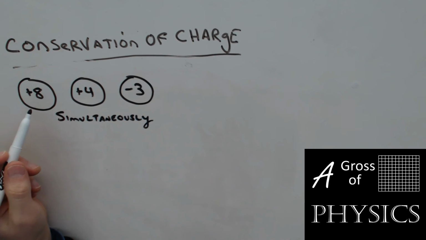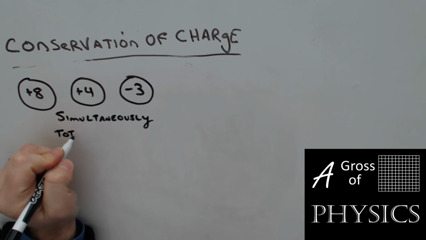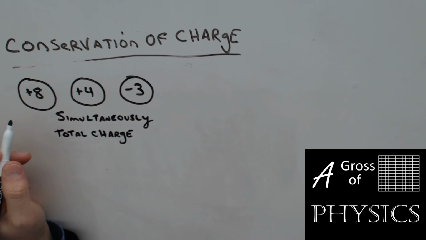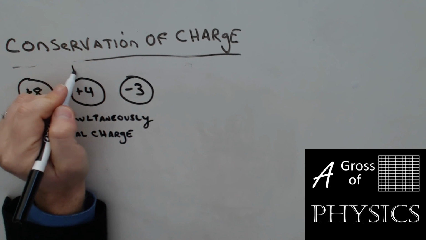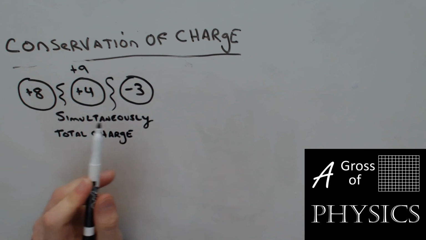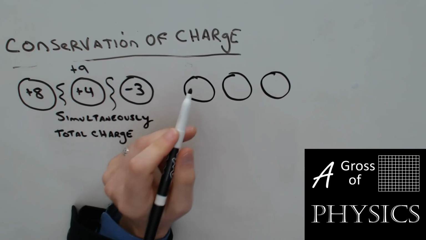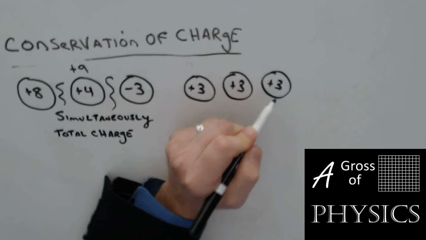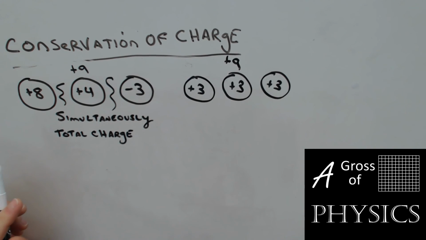Okay, in this situation, we have 3 spheres. We have a plus 8, a plus 4, and a minus 3. So the total charge is going to stay constant after we touch them. Plus 8 and plus 4 is plus 12, minus 3 is plus 9. So the total charge is plus 9. Now, since we have 3 objects and we're going to touch them simultaneously, when they separate, they're going to distribute the charge as evenly as possible. And plus 9 will be divided as plus 3, plus 3, and plus 3. And remember, the total charge stays the same, so we have 9 on both sides.